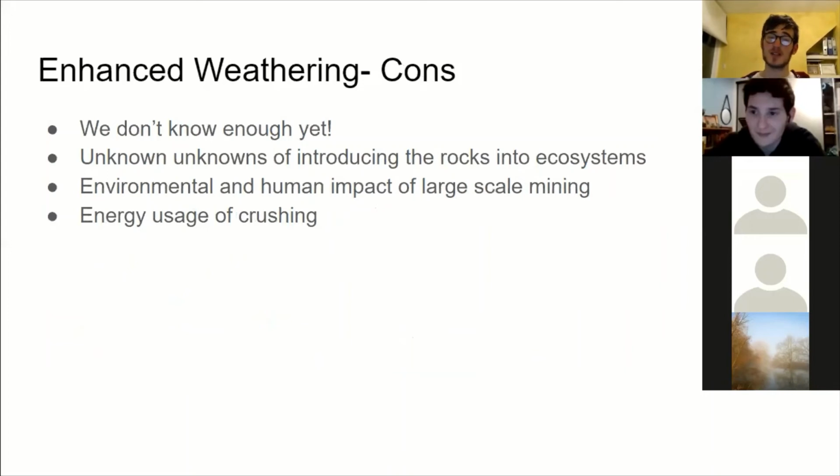There are some cons of advanced weathering. Firstly, just like all technologies, we don't know enough yet. There might be unknown unknowns, i.e. we just don't know at all, of introducing the rocks into the ecosystem. We don't know if that will be a good thing. We don't know if that will be a bad thing. We don't have enough research yet. We've not done enough trials.